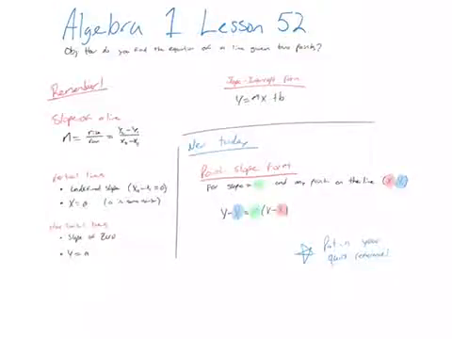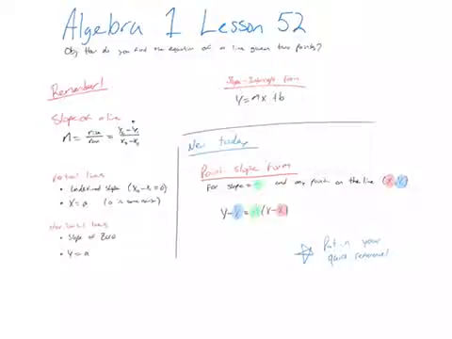Hello Algebra 1 students, this is lesson 52. Our objective is, how do you find the equation of a line given 2 points? You'll recall that if you're given 2 points, you only draw one line through them, which means you will have exactly one equation.